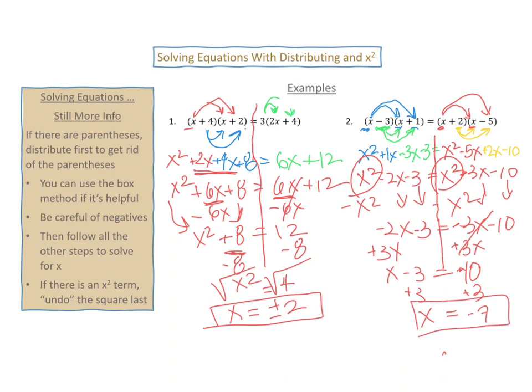A little bit of work doing the distribution, but once you get it all, your like terms combined, usually there is some quick things you can do to make your terms very simple. When we subtracted the x squared here from both sides, we ended up with negative 2x minus 3 equals negative 3x minus 10, a simple equation that you know how to solve.